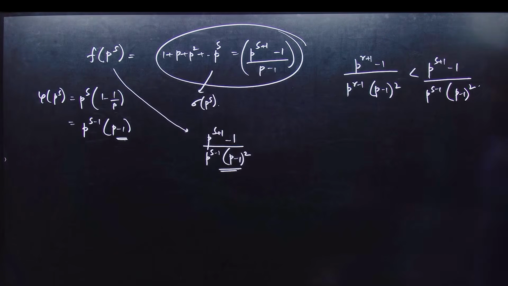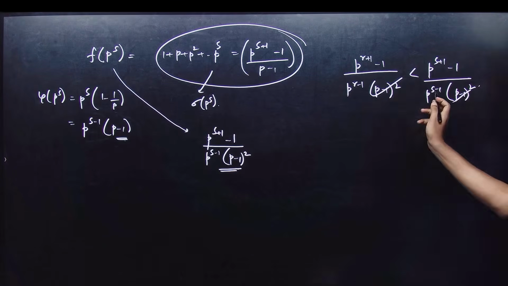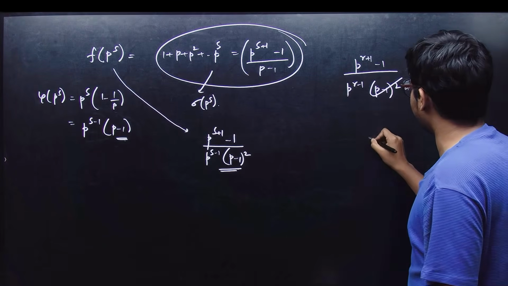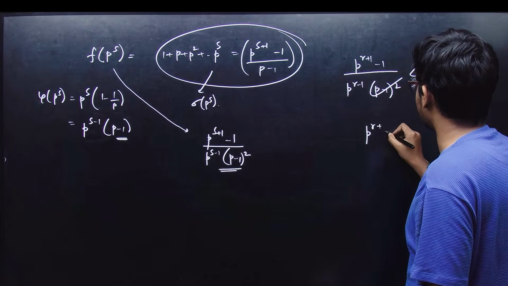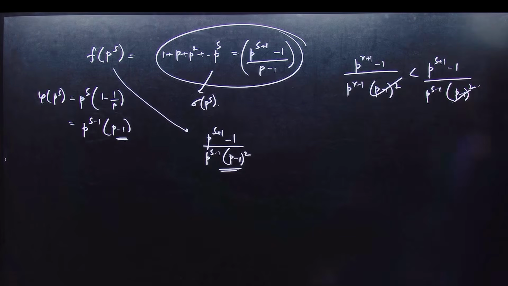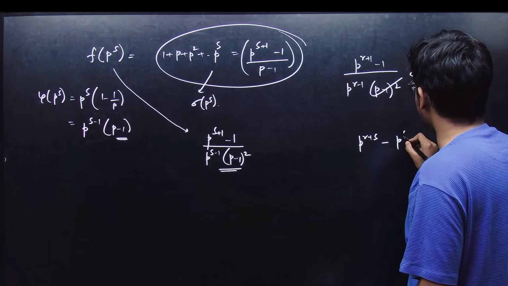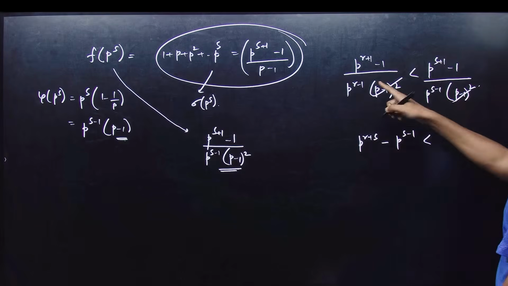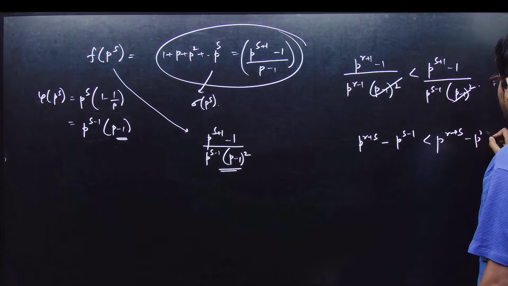So if r is less than s, first of all, this quantity cancels out, right? r less than s means you can take this to the other side. Or forget about it, just cross multiply actually. That's way easier. So if I cross multiply, what will I get? These two multiply together to give you p to the power r plus s minus p to the power s minus 1. That should be less than, again, if you multiply these two, you'll get p to the power r plus s minus p to the power r minus 1.